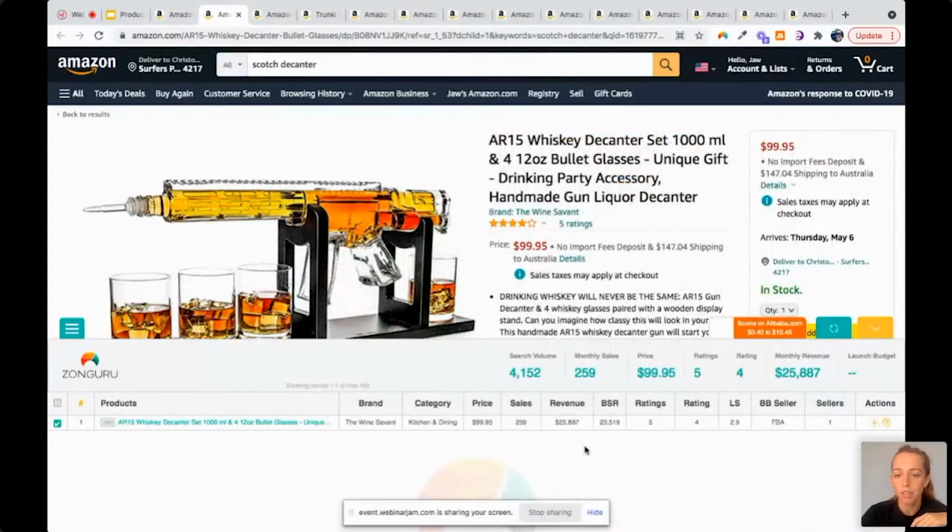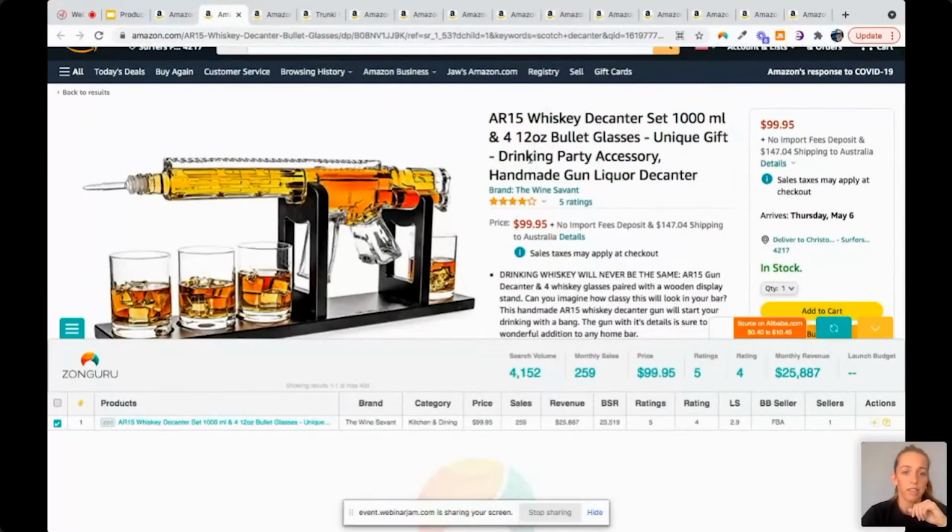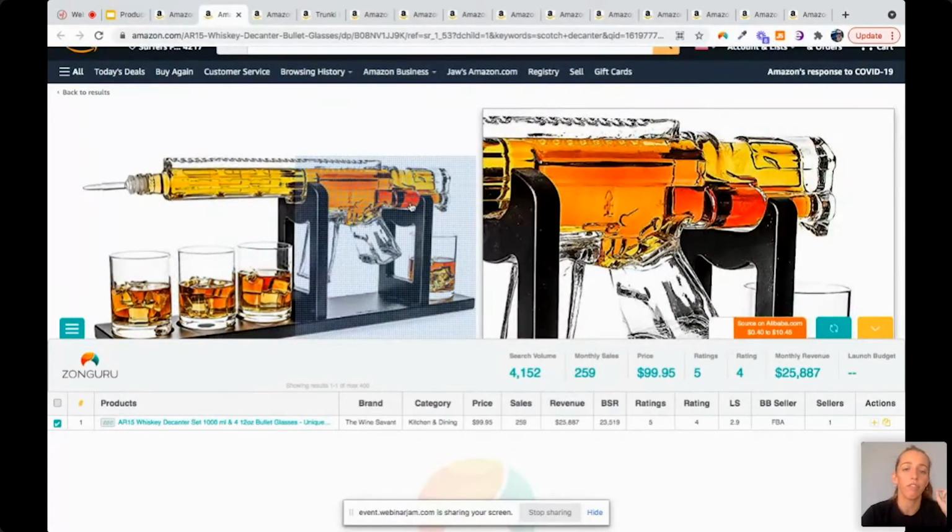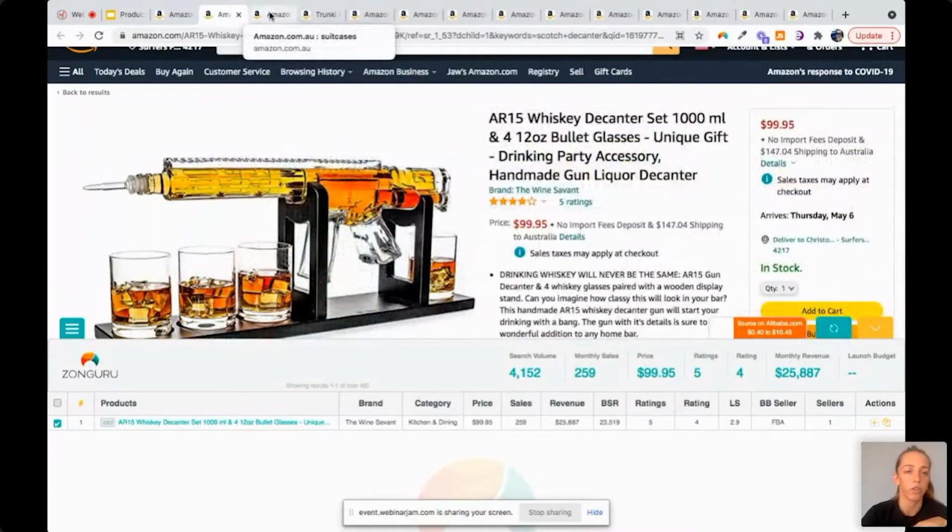And looking at their numbers, they're making a real nice, healthy revenue of over 25 grand, and this is in the US market. So that's a brilliant example of visual differentiation, and it's obviously shown straight away in the hero shot.